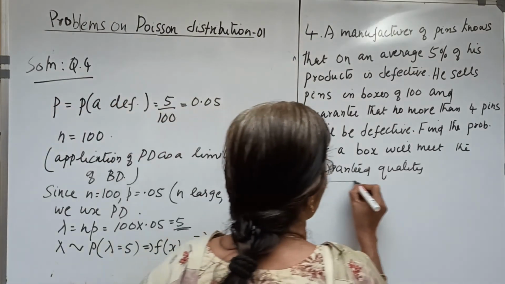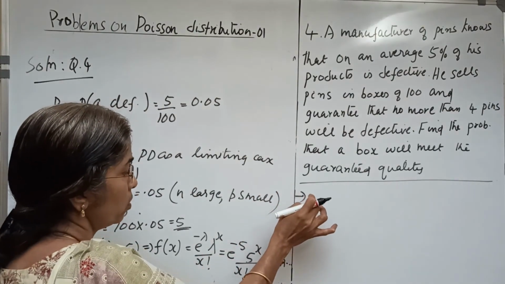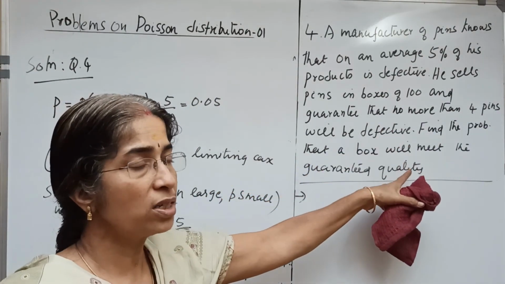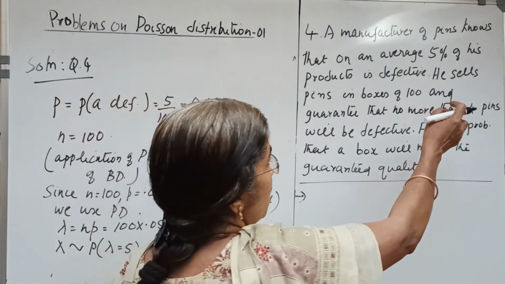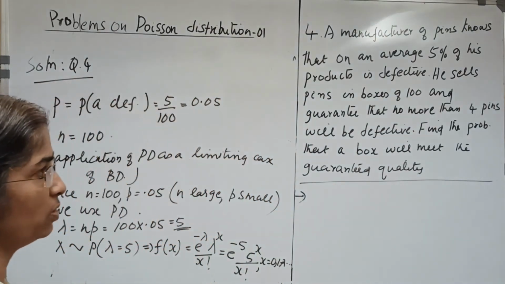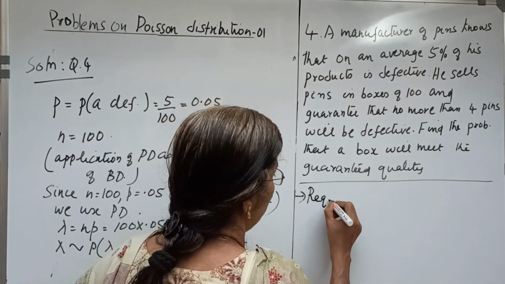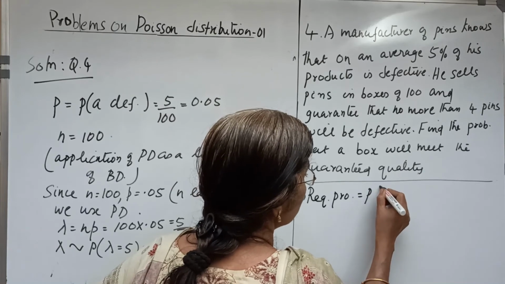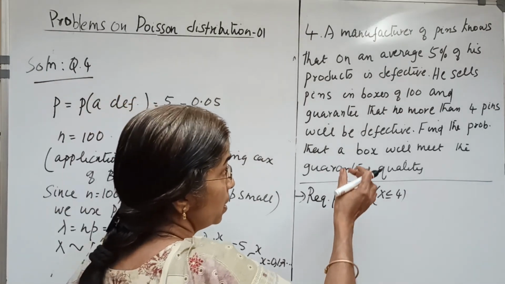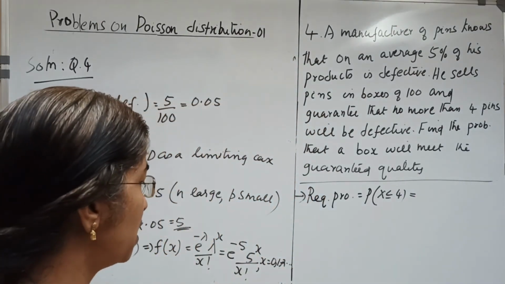Okay. Now, what is the required one? What is the probability that the box will meet the guaranteed quality? And what is his guarantee? He guaranteed that no more than 4 pins will be defective. Therefore, the required probability becomes probability x less than or equal to 4. Okay, maximum up to 4 pins. He guarantees up to 4 pins that it will be defective. That is probability x less than or equal to 4.